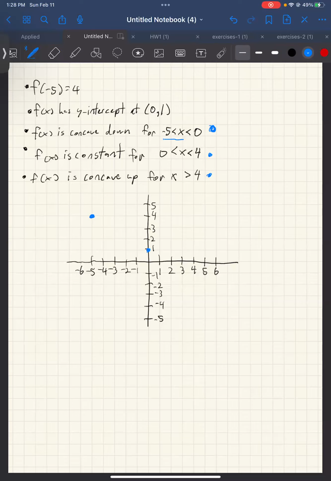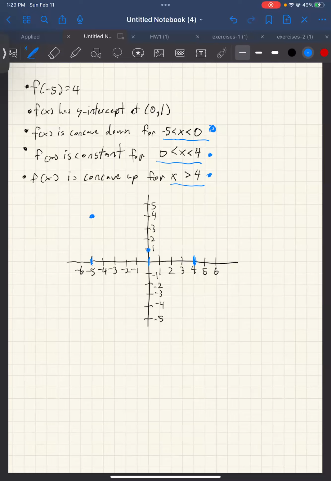So we're concave down on this interval. So I know at least from here, from -5 to 0, I need to be concave down. I need to be constant from 0 to 4. So from 0 to 4, I need to just be a constant straight line. And then concave up everywhere after 4, which is already kind of marked here. That we're constant from 0 to 4, and then after 4, we're going to be concave up.